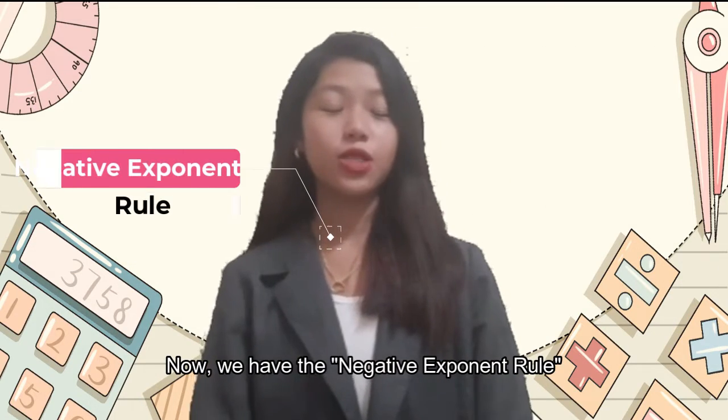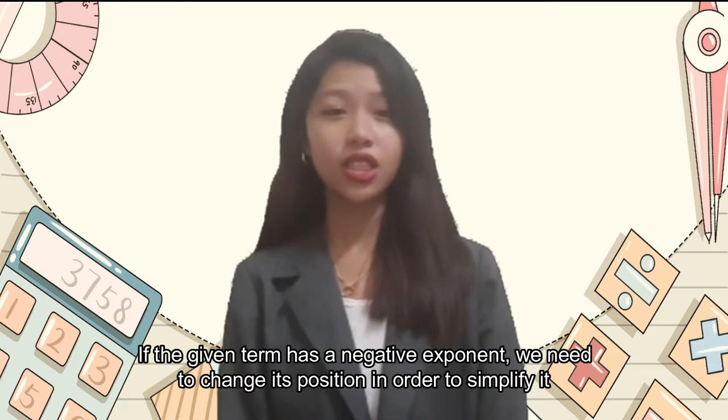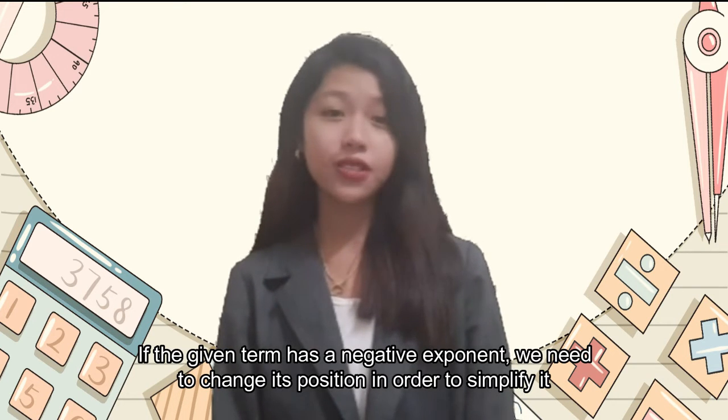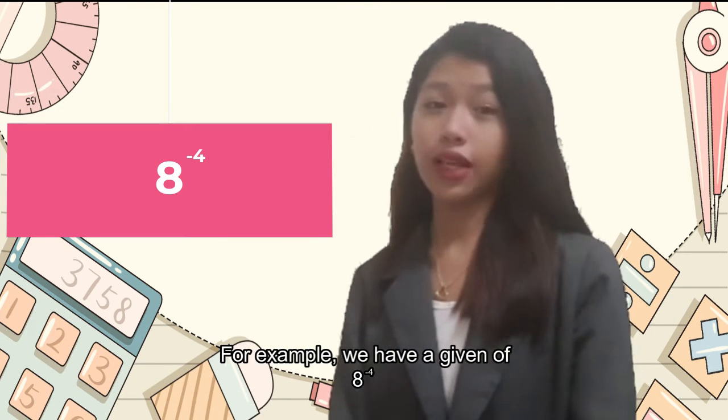Now we have the negative exponent rule. If the given term has a negative exponent, we need to change its position in order to simplify it. For example, we have a given of 8 raised to negative 4.